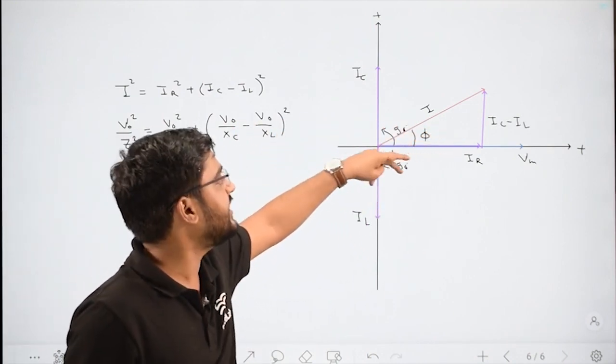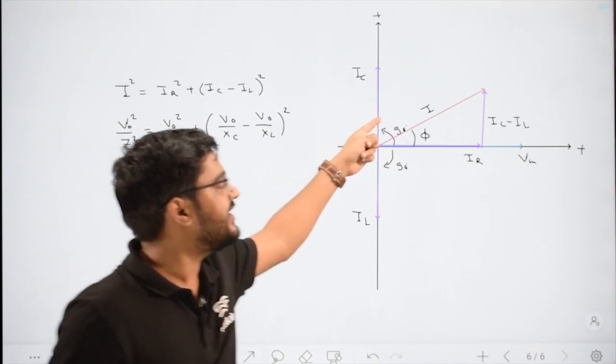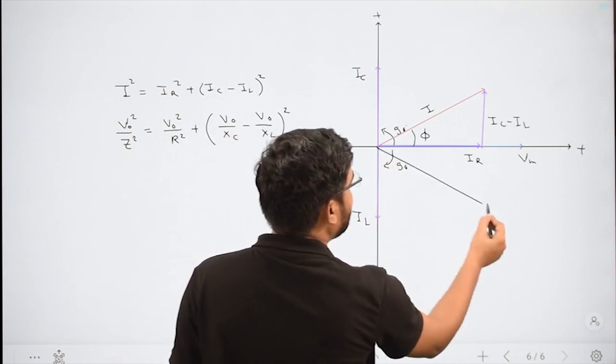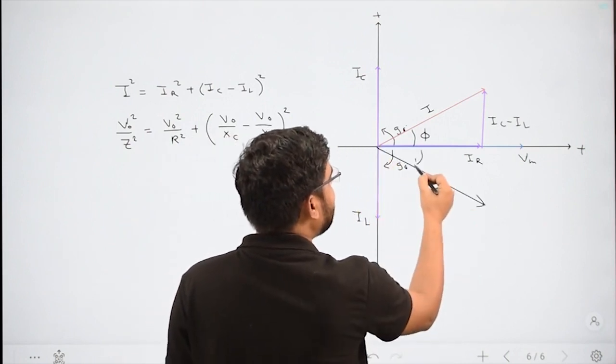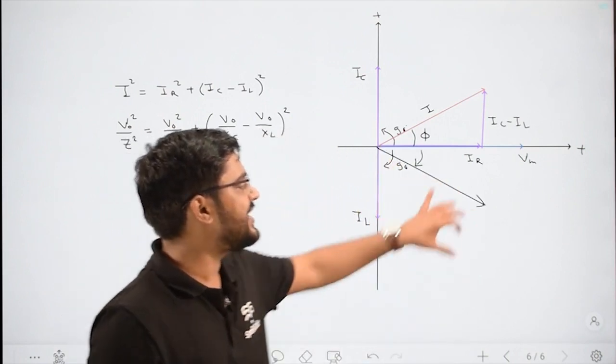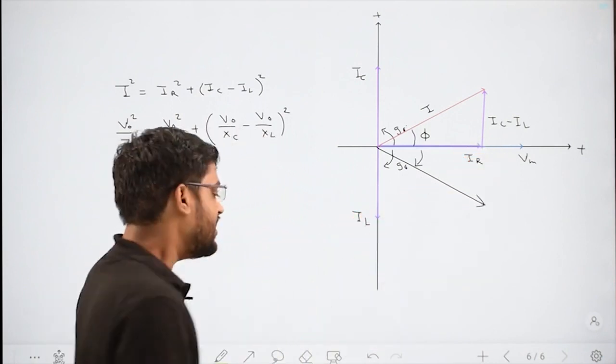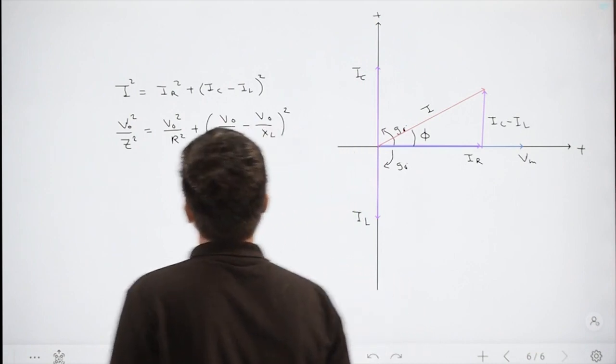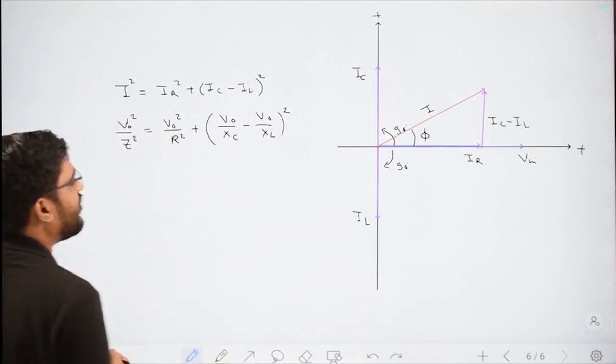Well, if we are saying that current is ahead, then it has to be IC minus IL. If we are making our phasor diagram over here and we are saying current is lagging, then basically it has to be IL minus IC. So make sure whatever you are using, your final statement for phi has to be according to that.